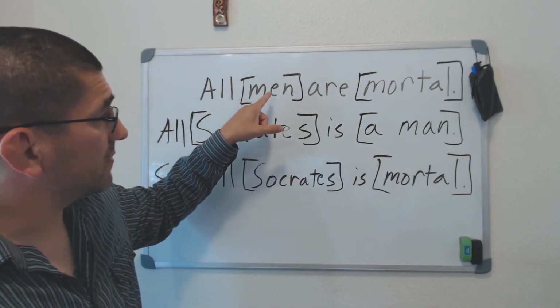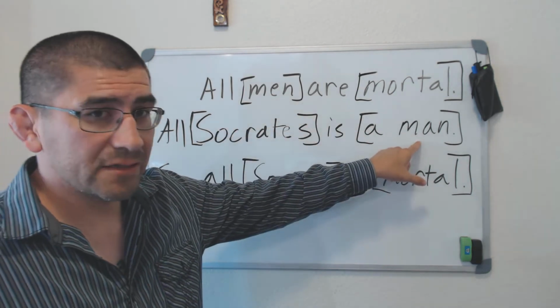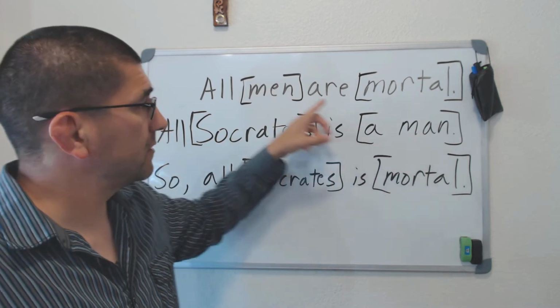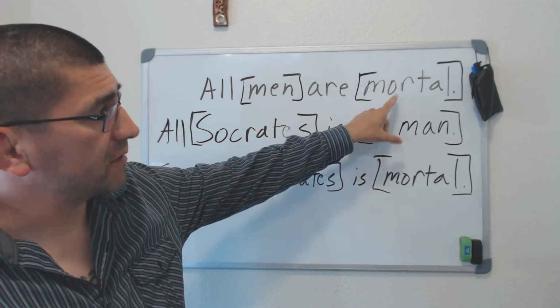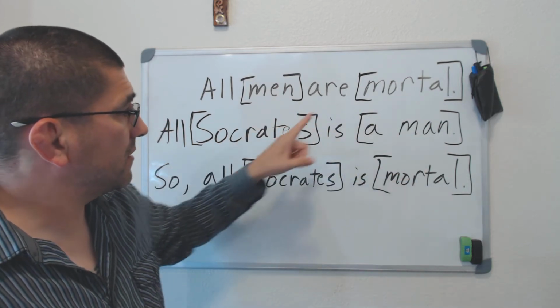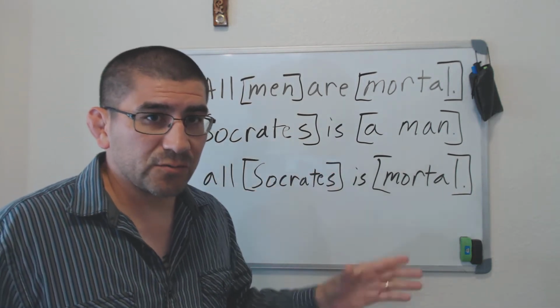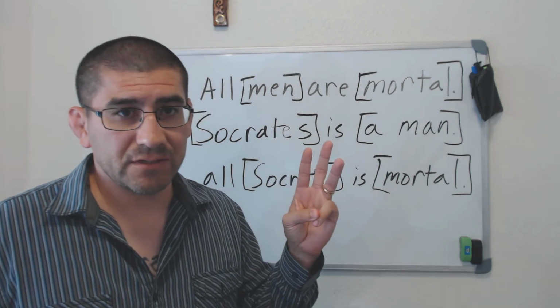So we have men, man, same thing. This is the same term right here. They're just different number. And then we have mortal. That's the second term, occurs here. Then we have Socrates. So this argument passes rule number one. It only has three terms.